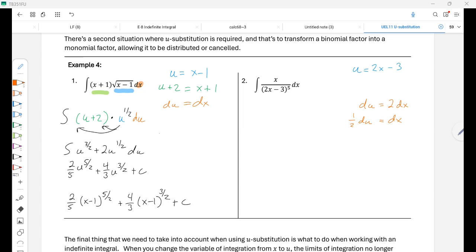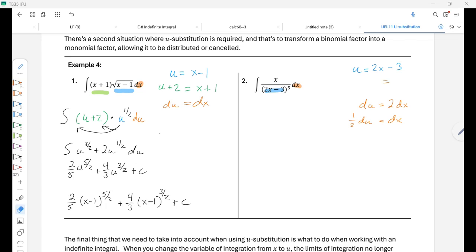So we can now replace the dx with the orange. We can replace the 2x minus 3 with the blue. We need to solve for x in terms of u. Plus 3 divided by 2. So make this equal to x.